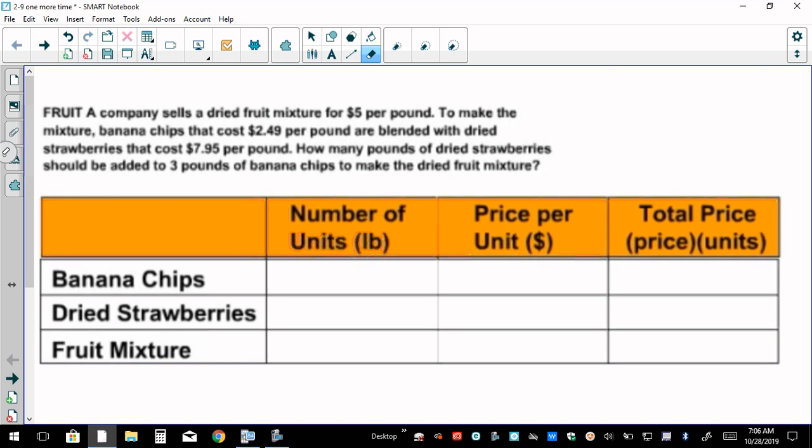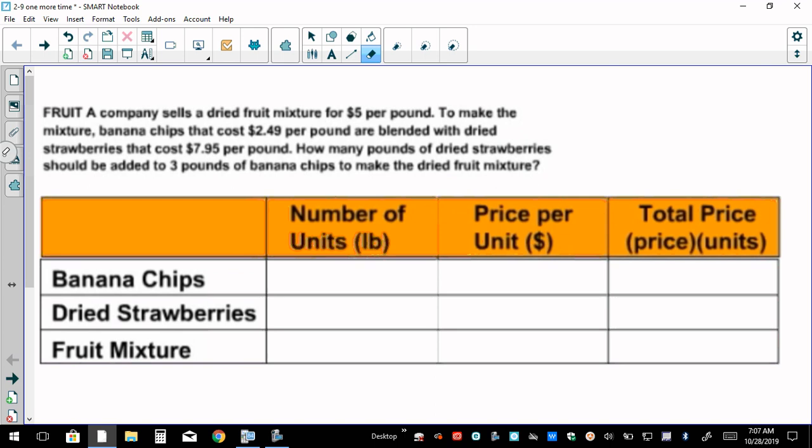Now, go ahead and pause right now, make this table, and then start it back up. I'm going to read through the whole problem to start with, and then I'm going to pick it apart because it's a lot. So, a fruit company sells dried fruit mixture for $5 per pound. To make the mixture, the banana chips that cost $2.49 per pound are blended with the dried strawberries that cost $7.95 per pound. How many pounds of dried strawberries should be added to 3 pounds of banana chips to make the dried fruit mixture? All right, that sounds like a lot, but it's really not that bad.